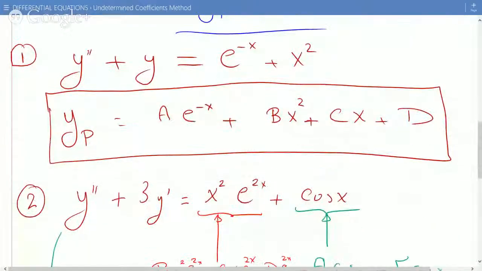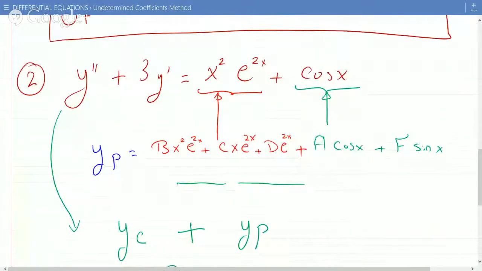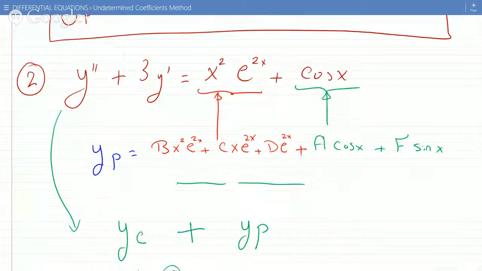Okay. So on number 2, I had a cosine, so I'll have a cosine plus b sine, whatever you want to call the coefficient. That's coming from the cosine, and then x squared e to the 2x will generate polynomials, each one multiplied by the exponential, all the way down to the constant. So ax squared e to the 2x plus bx e to the 2x plus c e to the 2x.